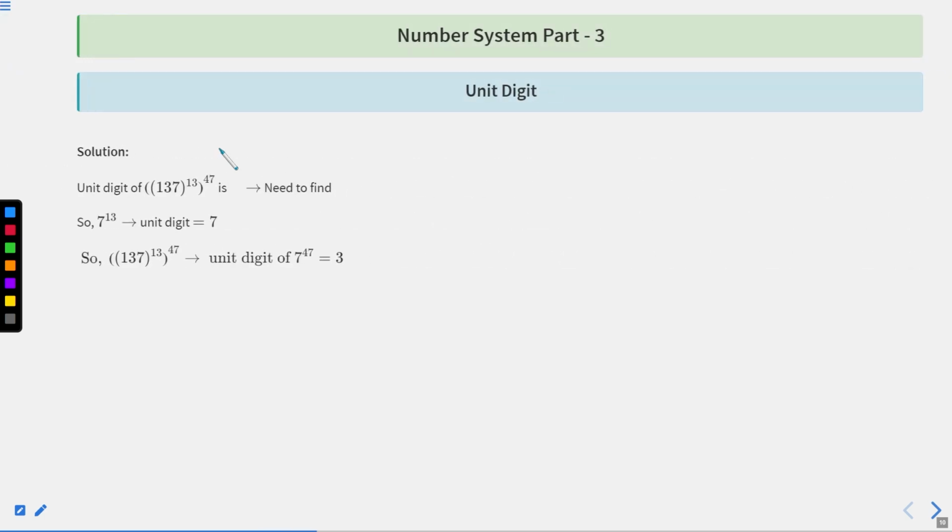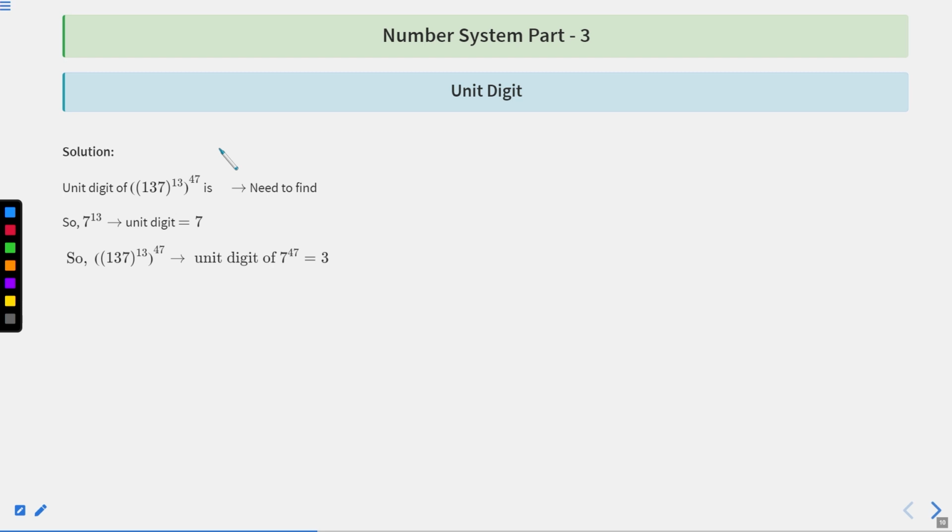So let's see. First of all, we need to separate out the things. We need to focus on some part of the problem, and then we will move to the other part. First, we are going to solve this much part only, neglecting the power 47. We will work on this part only. For now, 7 is the unit digit, and what will be the unit digit in 137 to the power 13? We are going to solve that first, and later we will move to the original problem.